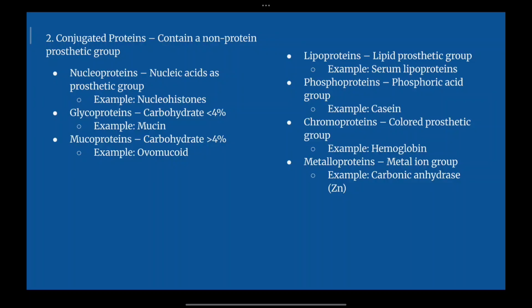In nucleoproteins, the prosthetic group is nucleic acids, in glycoproteins carbohydrates, in mucoproteins carbohydrates again, but the percentage differs in glycoproteins and mucoproteins. In lipoproteins, as the name says, lipid, and phosphoproteins with phosphoric acid, chromoproteins with colored prosthetic groups like in hemoglobin, wherein heme is the iron that is imparting the color. Metalloproteins have metal ions that are attached to the protein chain.